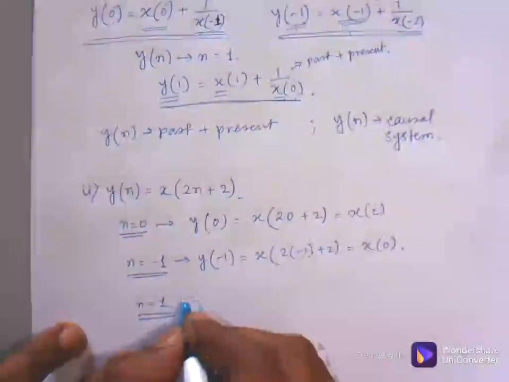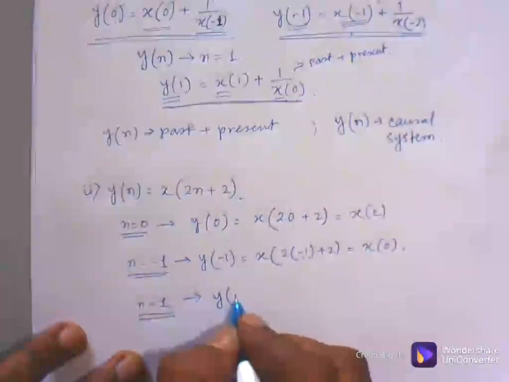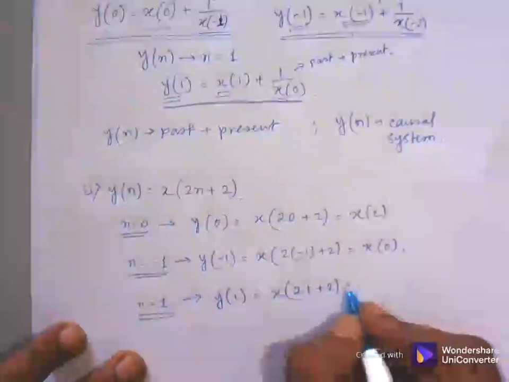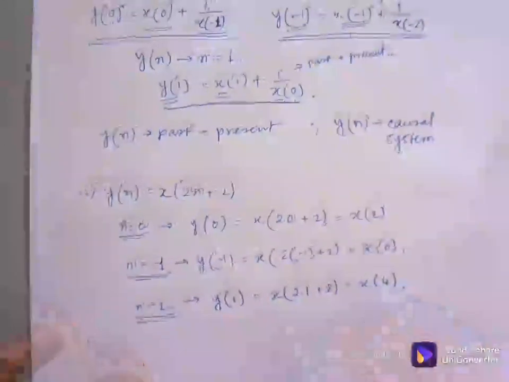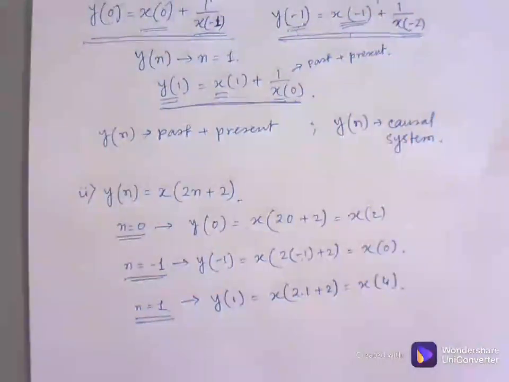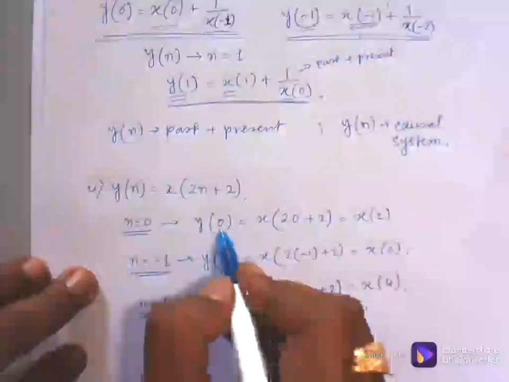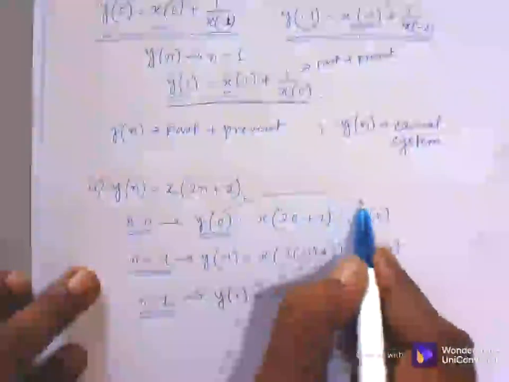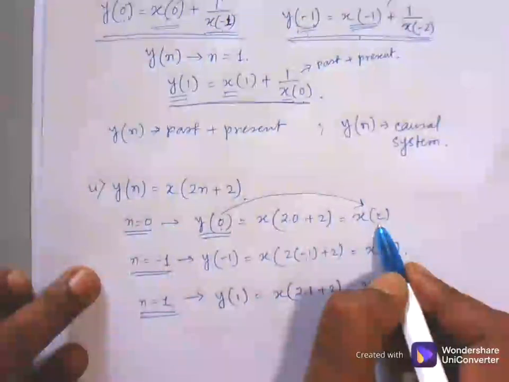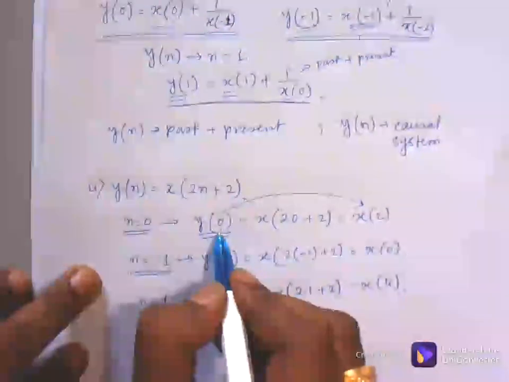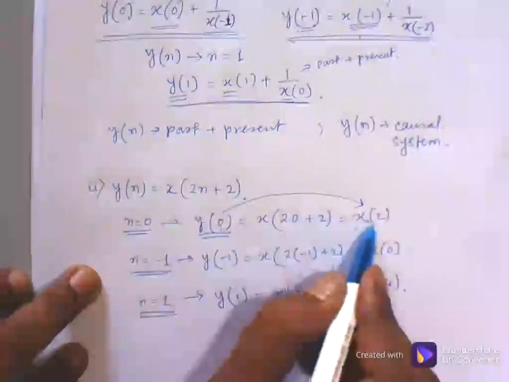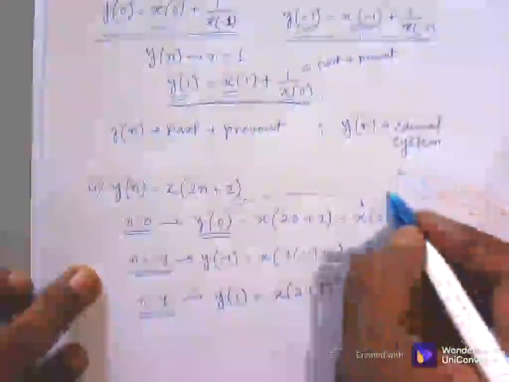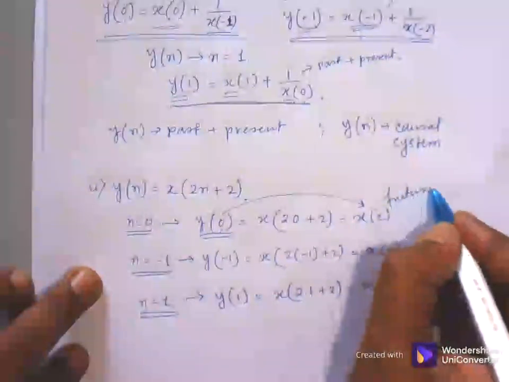Now y of 1, x of 2 into 1 plus 2. So x of 4. So see, in this system, the present value is n equal to 0, but it is dependent on the value of x of 2, that is n of 2. Whenever the present value is n equal to 0, it is dependent on x of 2, that is future value, 2 steps ahead. So it is dependent on future.